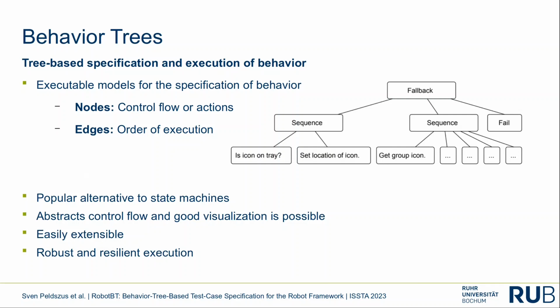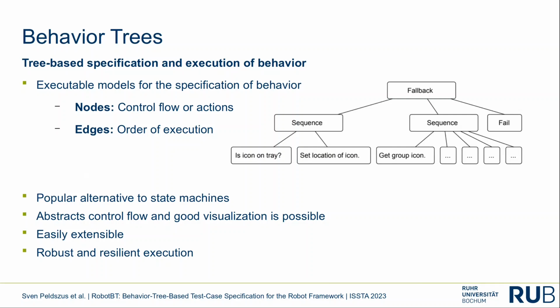So as you can see, behavior trees allow a relatively easy specification of conditional behaviors, which makes them a popular alternative to state machines. The way it does this is it abstracts control flow into these control flow nodes and allows good visualization. Further, it's easily extensible. We can just add additional nodes to our behavior tree to change or adjust the behavior to our current needs, which makes it easy for maintenance. And also it's robust and resilient at execution.